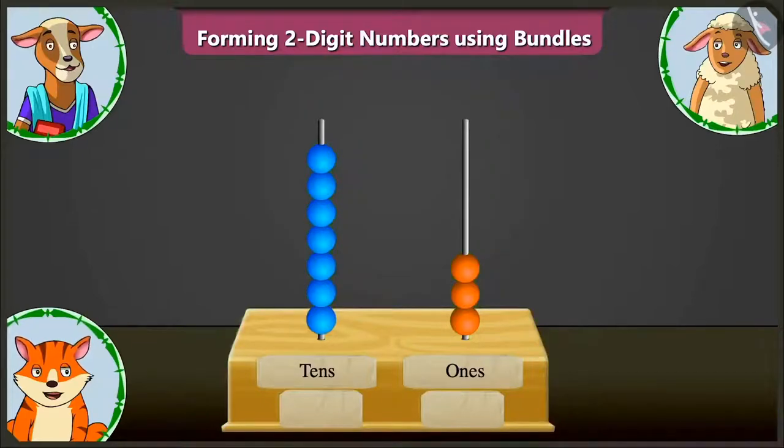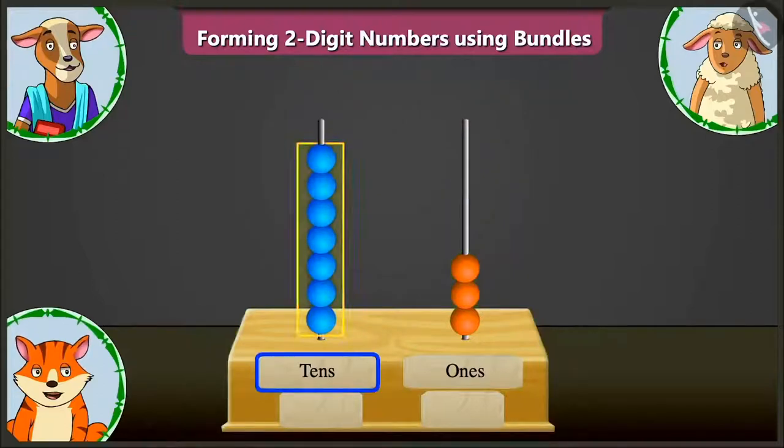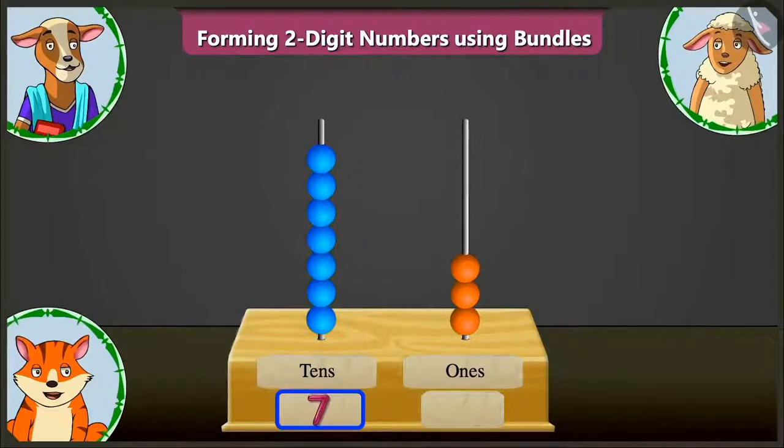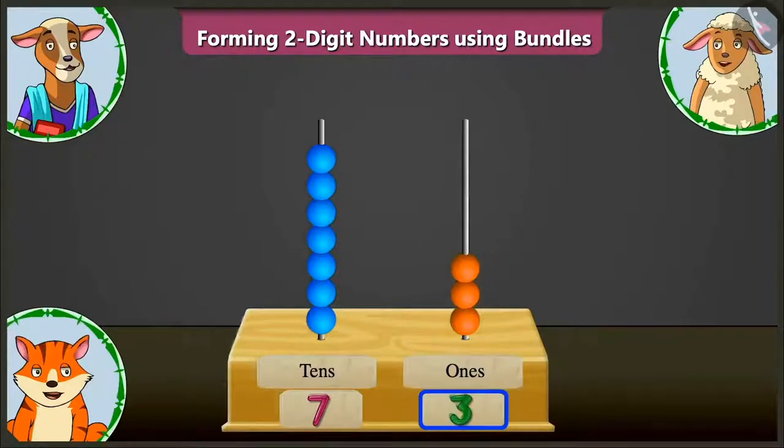Lily, you tell us. In the abacus given here, in the tens box, there are 1, 2, 3, 4, 5, 6 and 7 beads. So in the tens box, we have to write 7. Very good. Now, in the ones box, in the abacus, there are 1, 2 and 3 beads. So, in the ones box, we have to write 3.